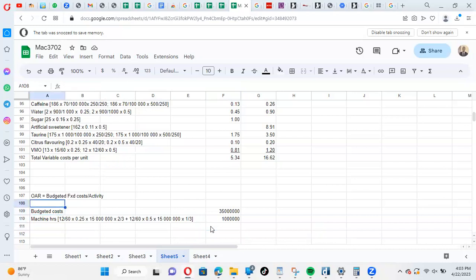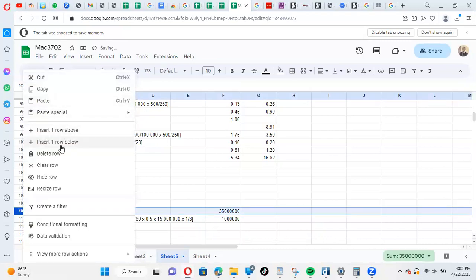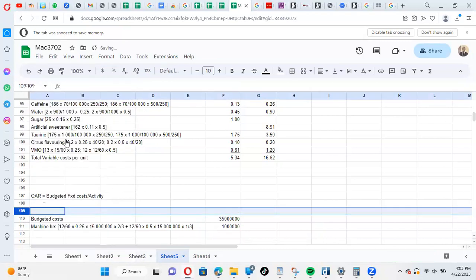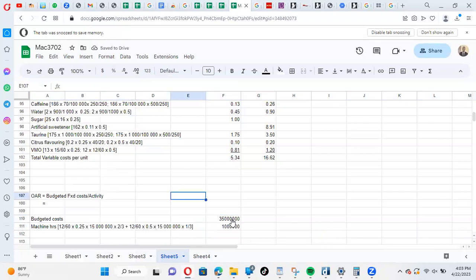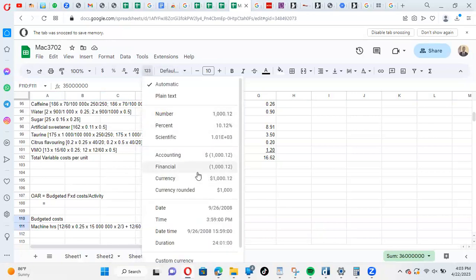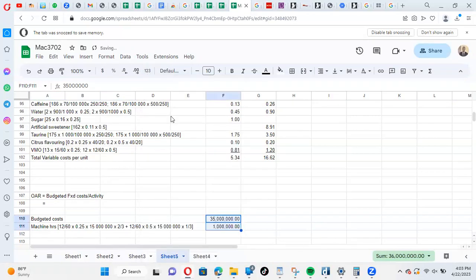Is it 100,000 or a million? There's a lot of zeros there. We are going to adjust that now and put those separators. All right, let's see what that amount would be. Yeah, it's a million, perfect. So which means here it's going to be 35 million divided by 1 million.